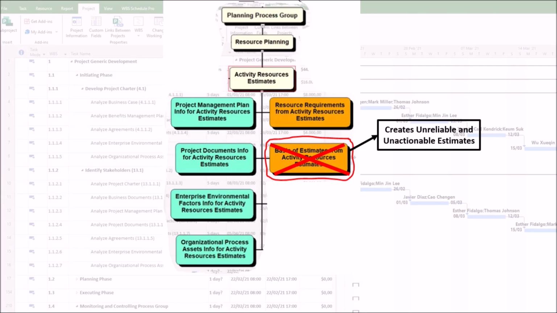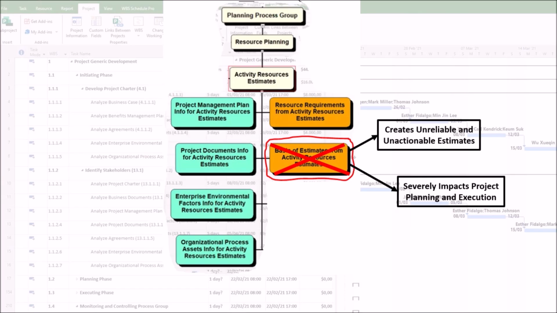Second, you are faced with the impossibility of re-estimating. A project always undergoes changes as it progresses. When a change occurs in the project, a good basis of estimates allows you to understand which estimates are affected and recalculate them quickly. A poor basis of estimates means you have to start from scratch every time, wasting time and effort.